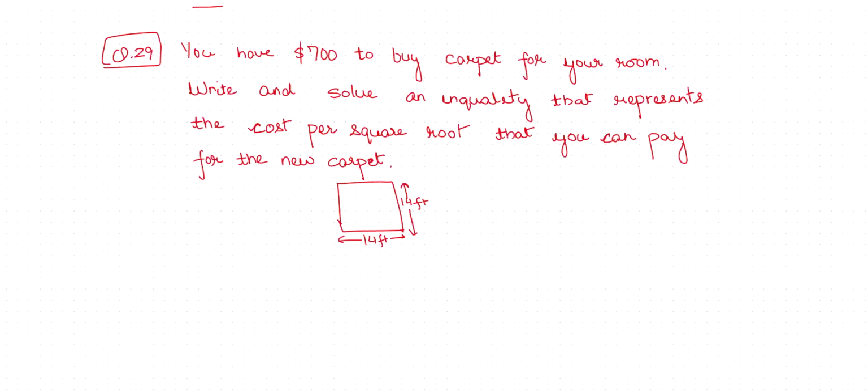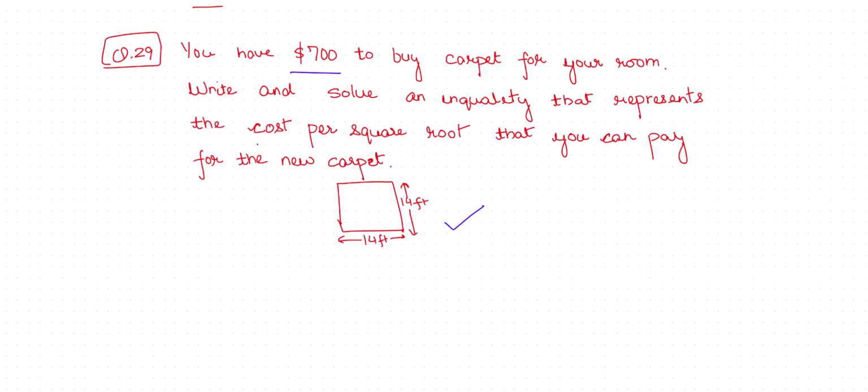So this is a question. You have $700 to buy carpet for your room. So you have $700 and these are the dimensions of your room, 14 by 14. So you have to write and solve an inequality that represents that cost per square foot.